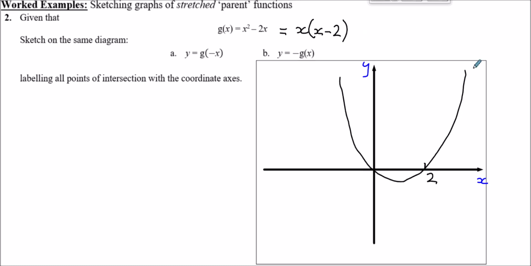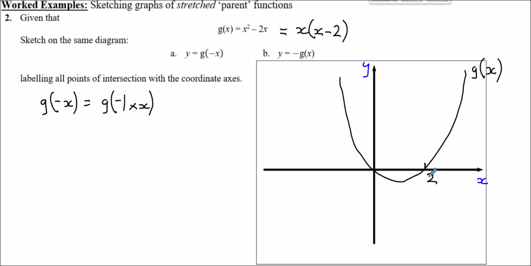Okay, so that's g of x. Now for a, we need to consider what g of minus x will look like. Well, g of minus x we can think about as g of minus 1 multiplied by x. This change is inside the brackets and always works opposite to what common sense might dictate. So the x coordinates aren't going to be multiplied by -1, they're going to be divided by -1, which actually, because it's -1, is the same thing.